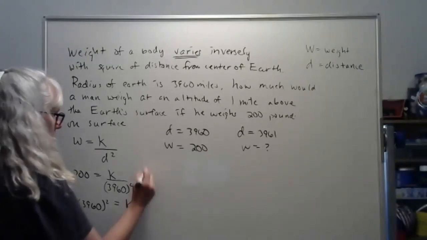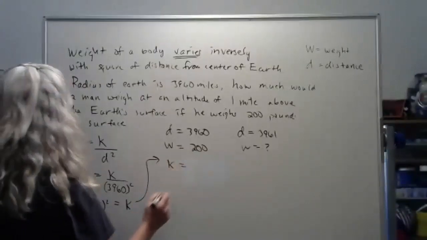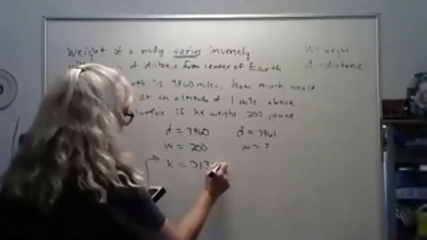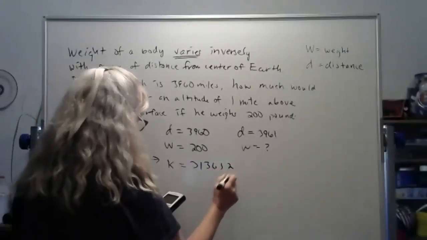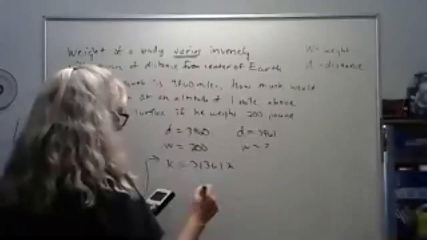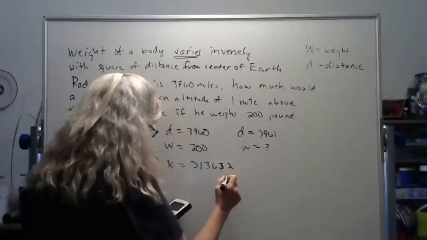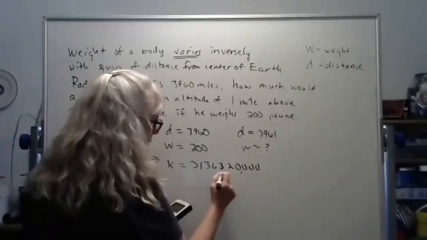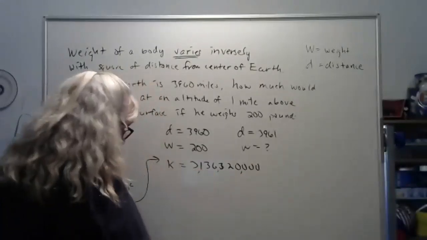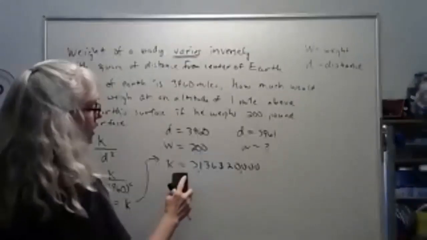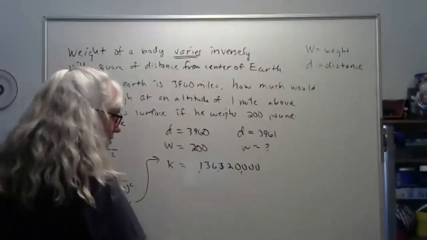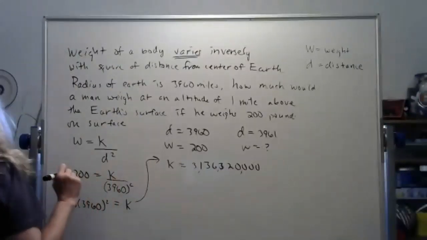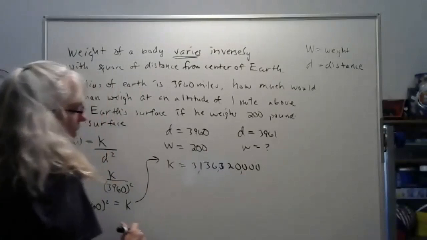So K equals 313,632, and then 4 zeros. So 313,632, 1, 2, 3, 4. So that's 3,136,320,000. Wow. Big K, and that's okay. We get some strange numbers for K.